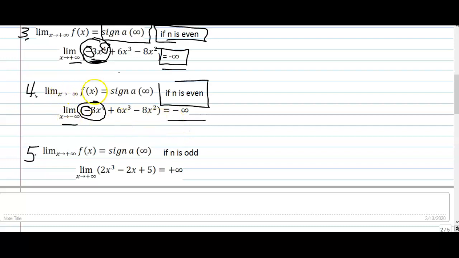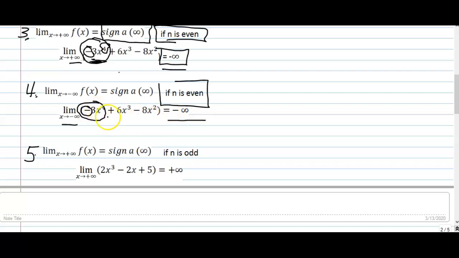So the limit of f of x as x approaches negative infinity, if n is even, is equal to the sign of the leading coefficient times infinity. Again, you can learn this rule if you like, but you can also just think about it logically. Again, if we take a negative value and raise it to an even power, that gives us a positive, but the sign in front of this leading coefficient will make it negative.